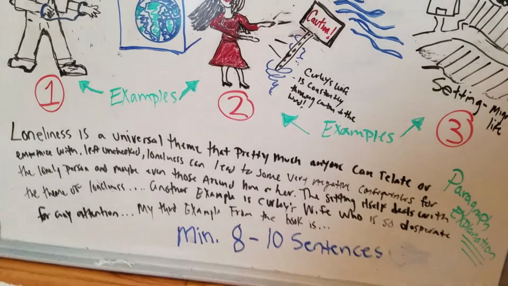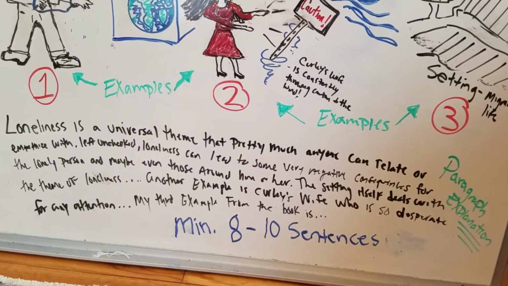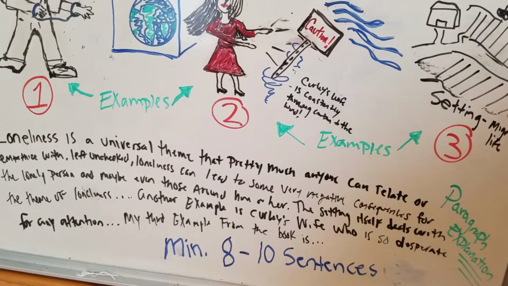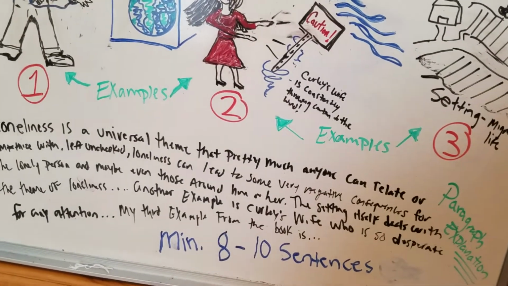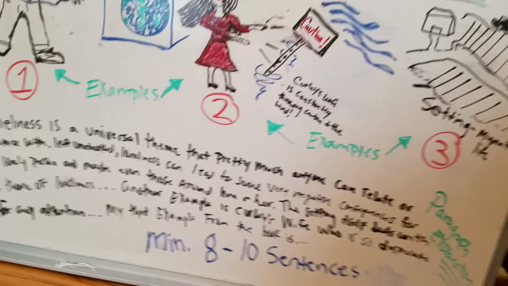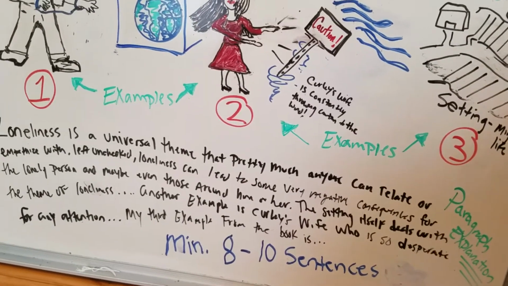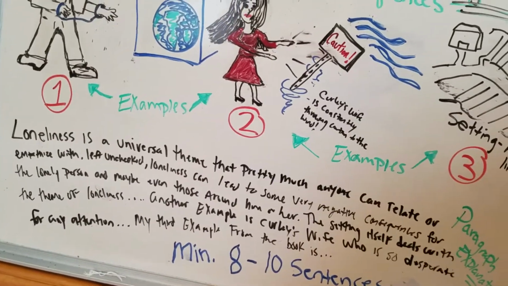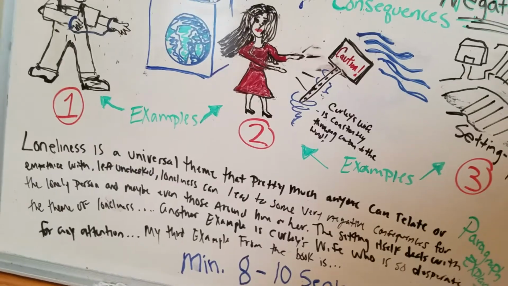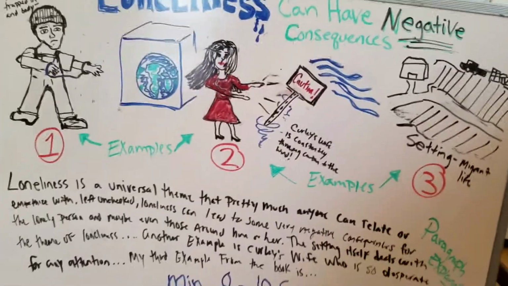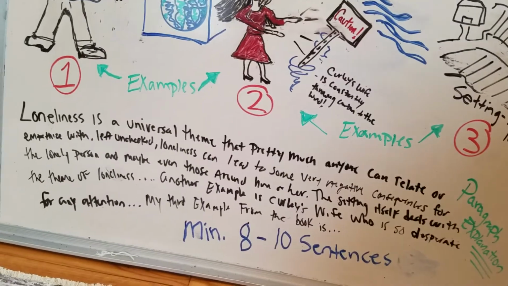The setting itself deals with the theme of loneliness, and then I would go into how. I didn't explain, but you need to explain, well, how? Another example, so there I have my transition. Another example is Curly's wife, who is so desperate for attention. Okay, well, why is she desperate? What does that lead to? Remember going back to my original idea that it has negative consequences. So how does it have negative consequences?